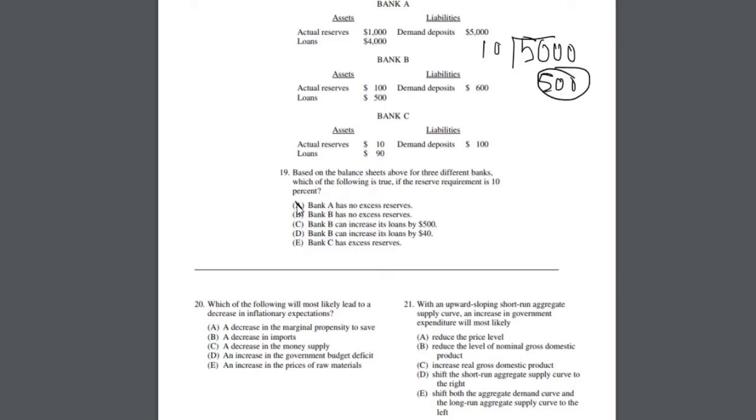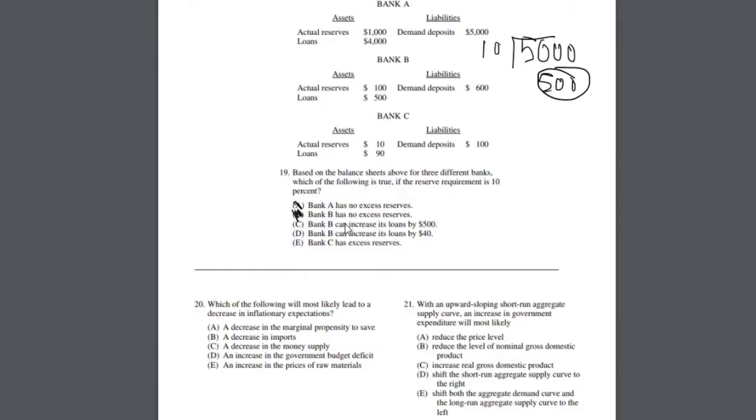So that's incorrect. Bank B has no excess reserves. So let's do the same thing. 10% of 600, that's going to be 60. Actual reserves 100. So no, they have $40 more than they need. So they do have excess reserves.